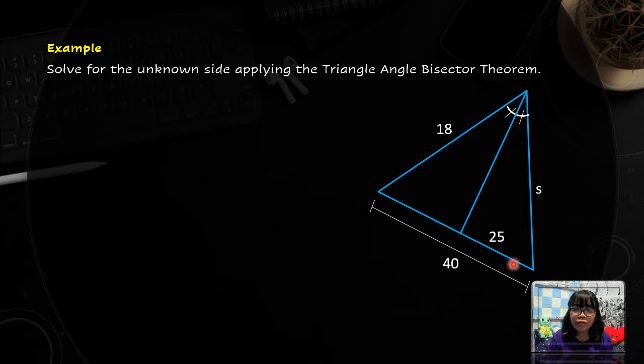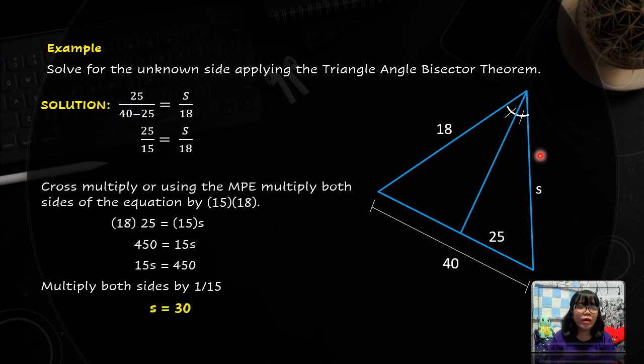Now, this 25 here is the measurement of the first segment formed after your angle bisector meets the opposite side of your given angle. And this one is another segment, and that would be 40 minus 25 because this whole opposite side here is 40, and since one segment is 25, the other segment will be 40 minus 25, and that is actually equal to 15. Now we are to solve for the unknown side. The unknown side is side S.